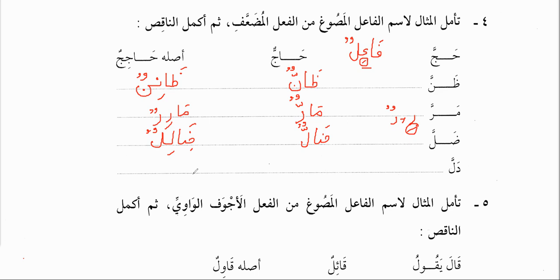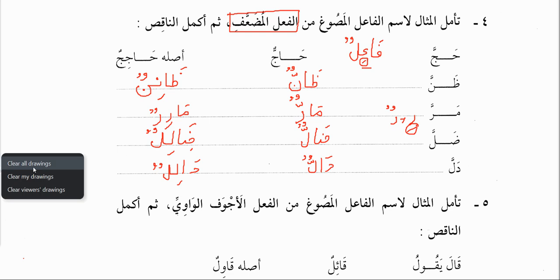So now we will do this. Dalilun. Same as dalilun. So it becomes dalun. So that's how we get the structure of all the ismun fa'il from the fail mudaf. Remember, these are the rules for fail mudaf. We have different rules for different kinds of fails. Now let's go on and see the next question.